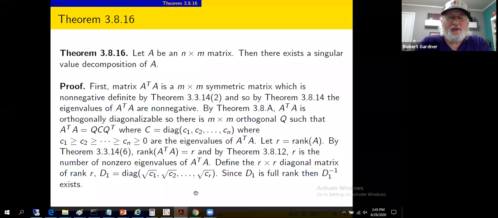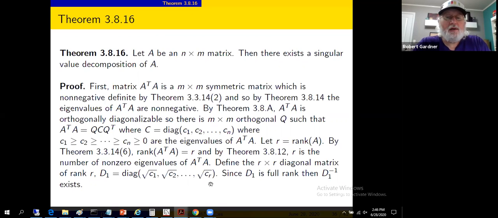We've got our non-zero entries, so it must be C1 through C sub r. After that are the zeros, if present. So define D1 to be the diagonal matrix with these square roots along the diagonal. It's an r by r matrix. Let's keep an eye on the prize here, a singular value decomposition of A. So we're trying to write A as a product of two orthogonal matrices on the outside with a diagonal matrix on the inside. This won't do, it's not the right size, but we're on our way.